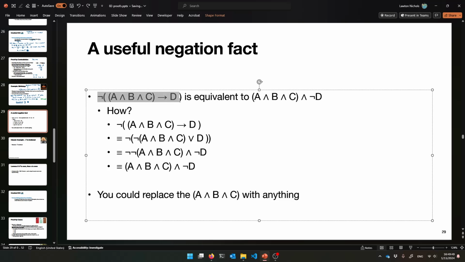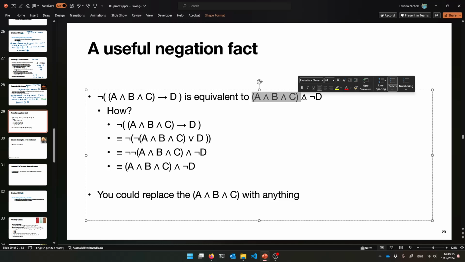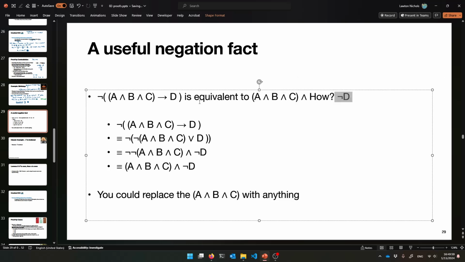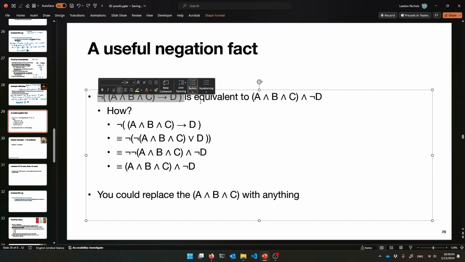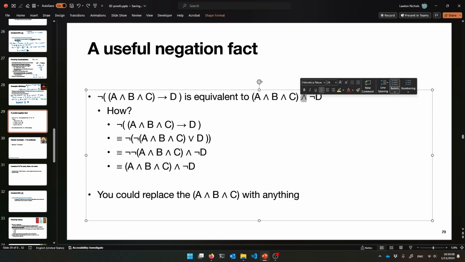If you're trying to negate that, that is equivalent to assuming that all the hypotheses are true and not D. The negation of this implication is: take all the hypotheses, keep them, and end it with the negated conclusion. This is going to help us eventually. So how? Let me walk you through it.